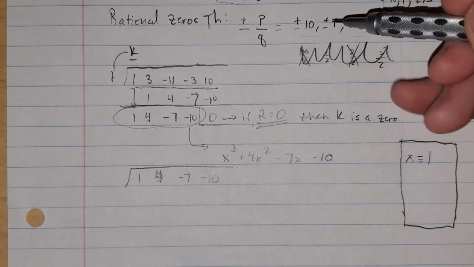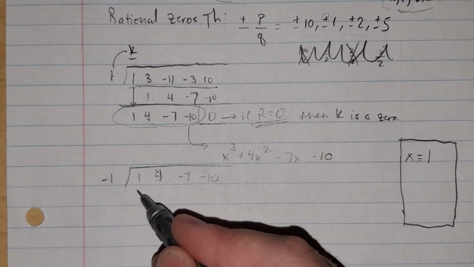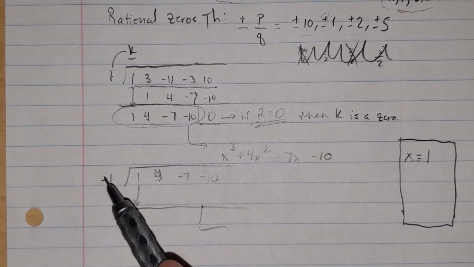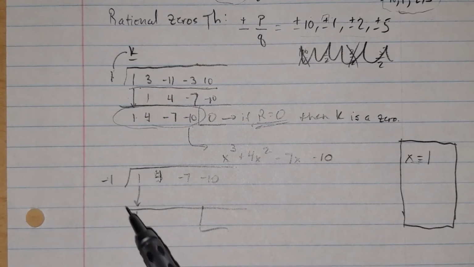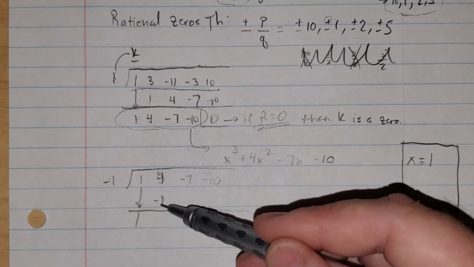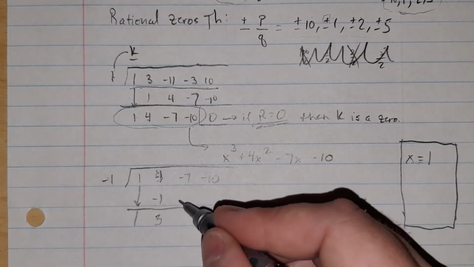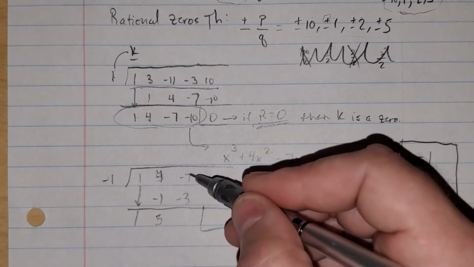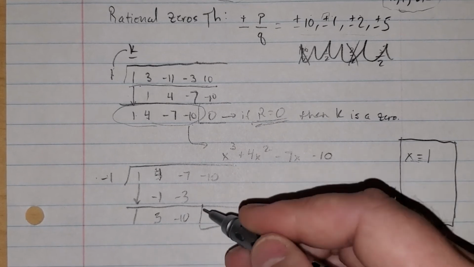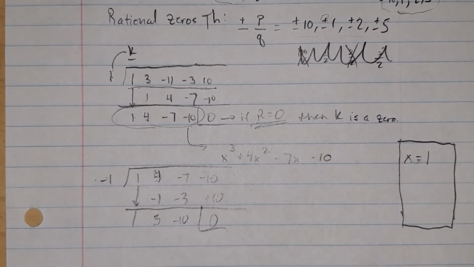I tried positive 1. Now I'm going to try negative 1, just try negative 1 and see if it works. Always copy that first number. Now multiply. 1 times negative 1 is negative 1. 4 plus negative 1 is 3. Multiply. Negative 1 times 3 is negative 3. Negative 7 plus negative 3 gives me negative 10. Negative 1 times negative 10 gives me positive 10. And you add those up and you get, voila, 0.